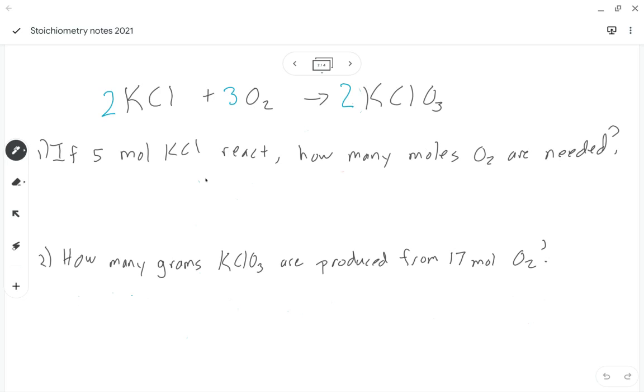If we look at this chemical equation here, 2 KCl plus 3 O2 makes 2 KClO3. What this means is that when 2 moles of KCl react with 3 moles of oxygen, they produce 2 moles of KClO3.